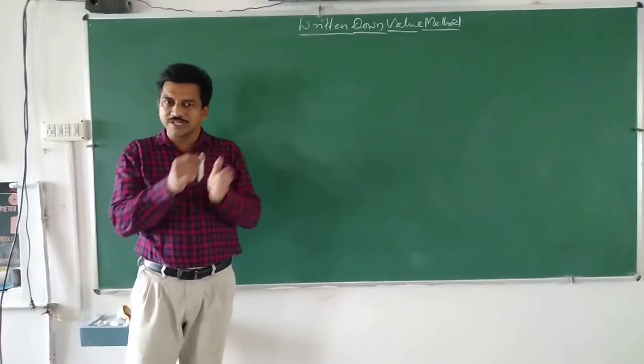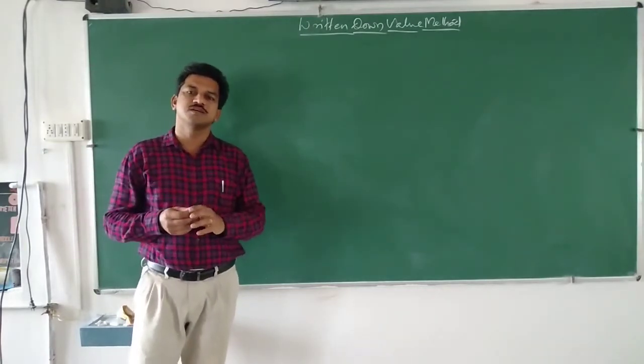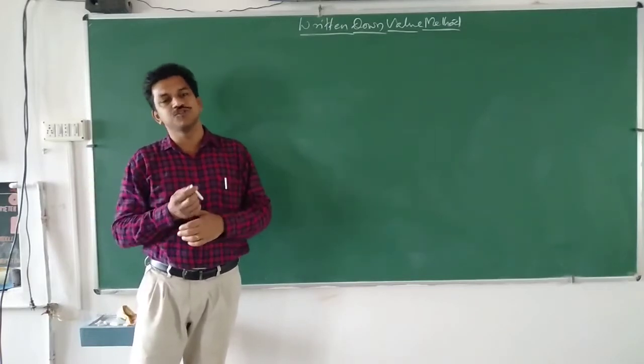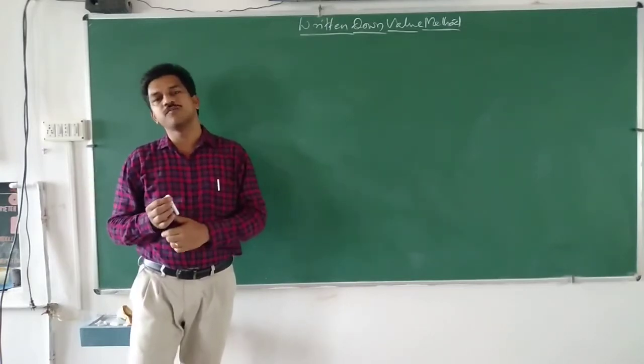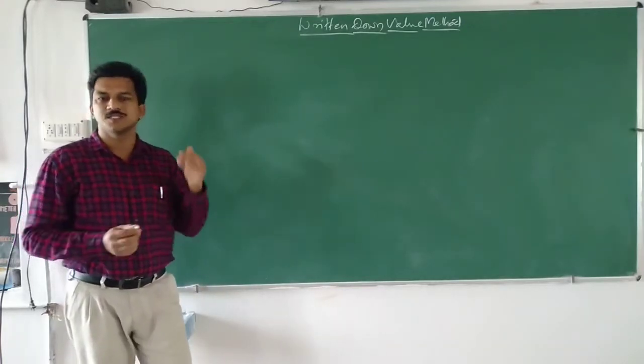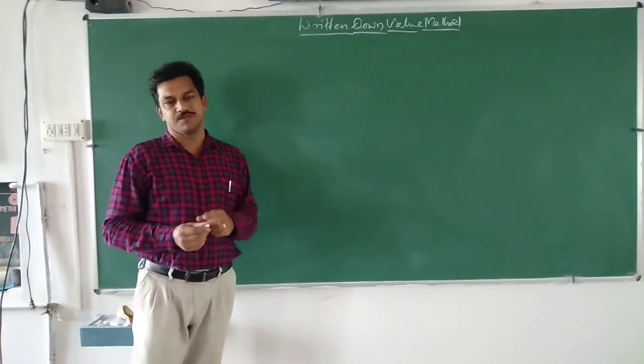Okay. So in that way, we have to prepare the asset account. This method of providing depreciation is called the written down value method or diminishing balance method. Let us discuss this method with the help of an example.